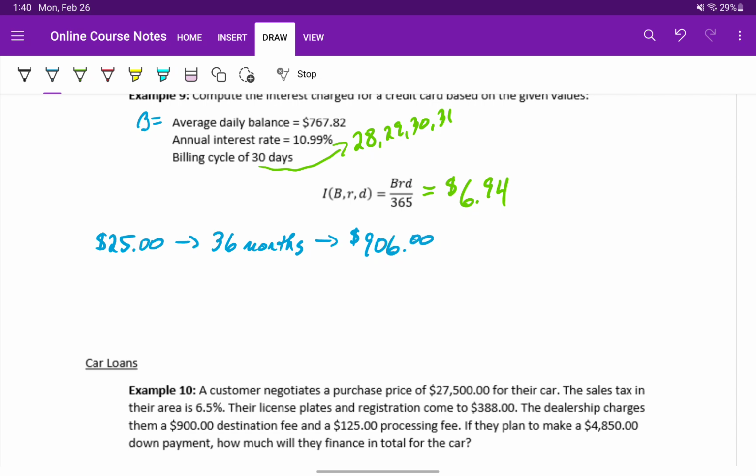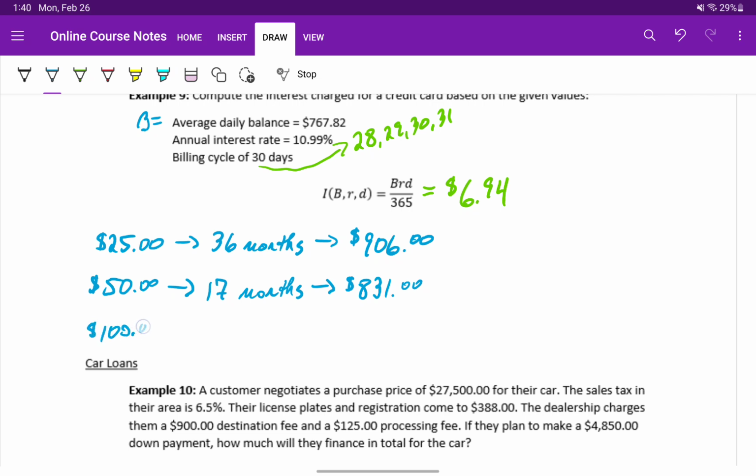If you bumped that monthly payment up even a little bit higher to $50, now that balance would be paid off in 17 months, which is 19 months shorter, and you would have only paid $831, so saving yourself $75.